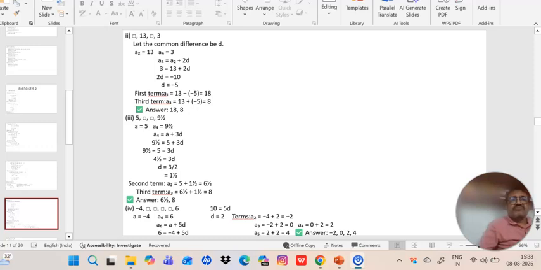So second sum. Second term is given, A2, and fourth term. So in this case, A2 is equal to 13, A4 is equal to 3. A4 means we can write it as A2 plus 2D. A2 is already given, 13. A4 is given, 3, plus 2D. So 2D is equal to 3 minus 13. Minus 13 plus 3 means minus 10. Whereas D is equal to minus 5.